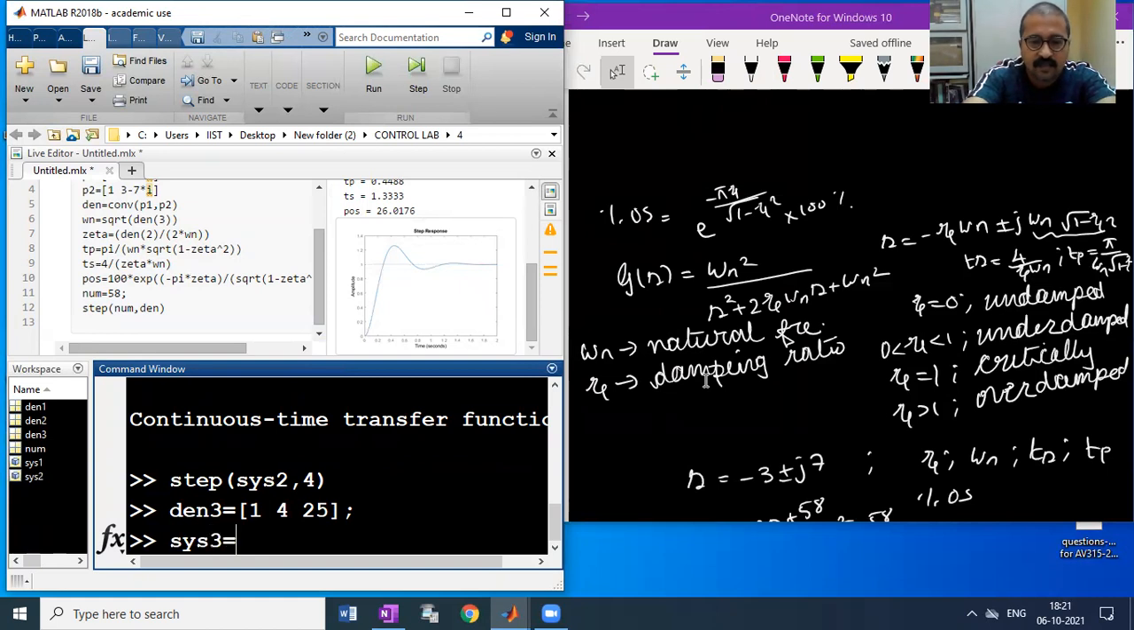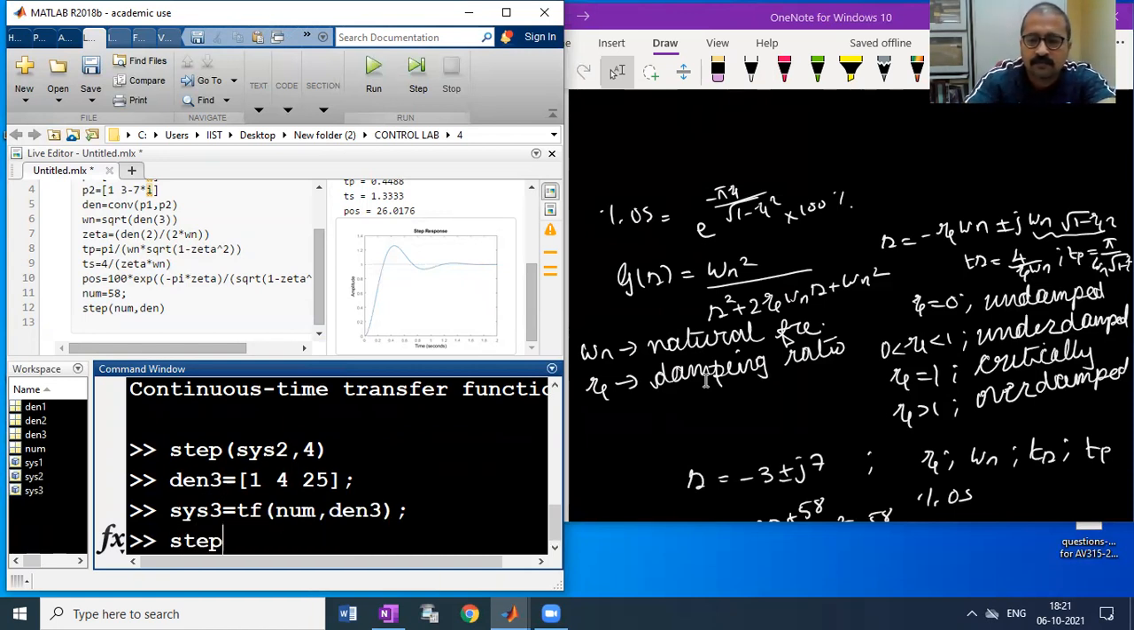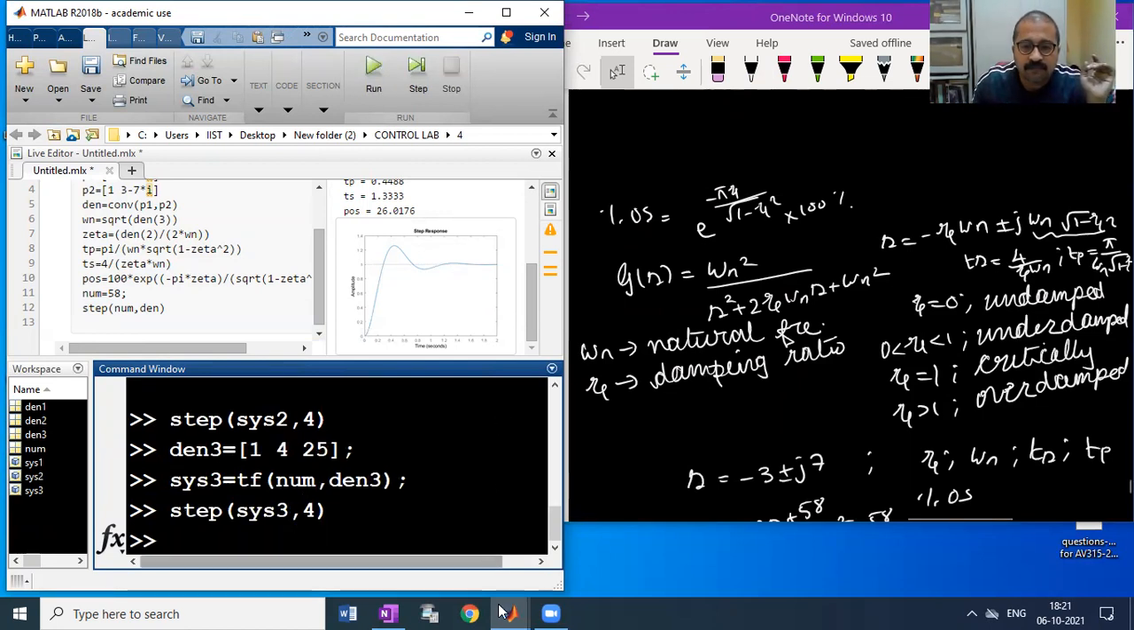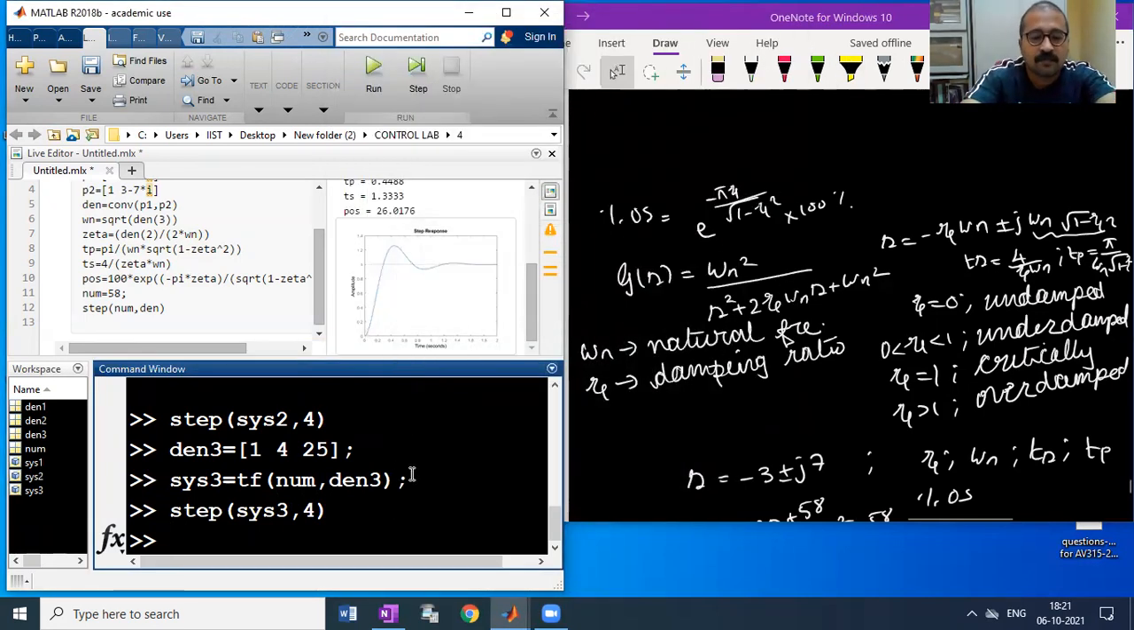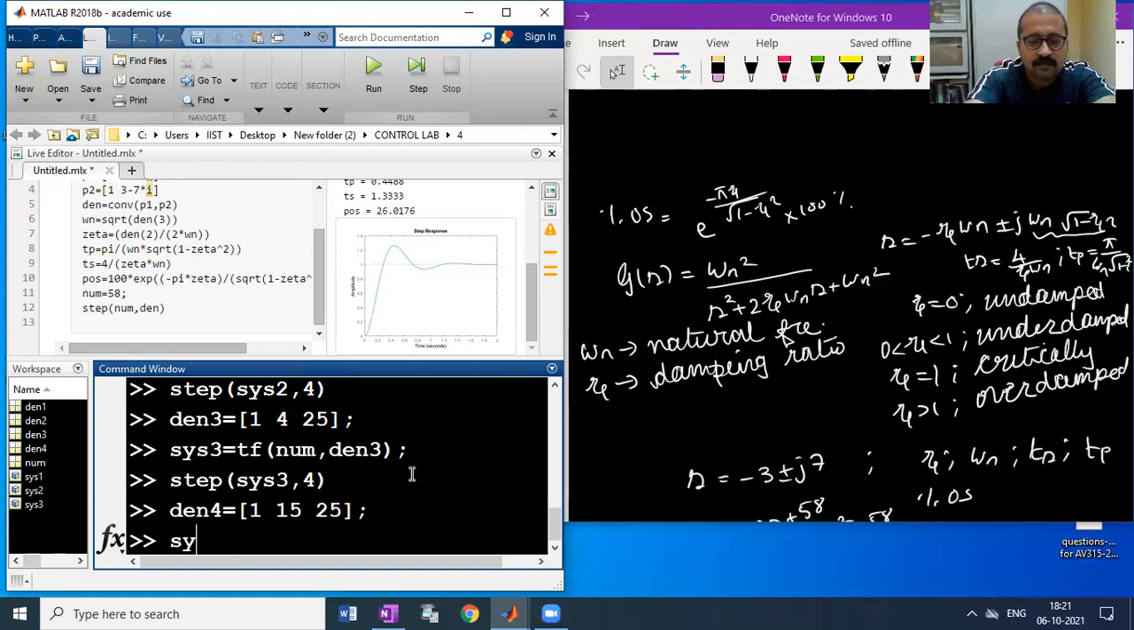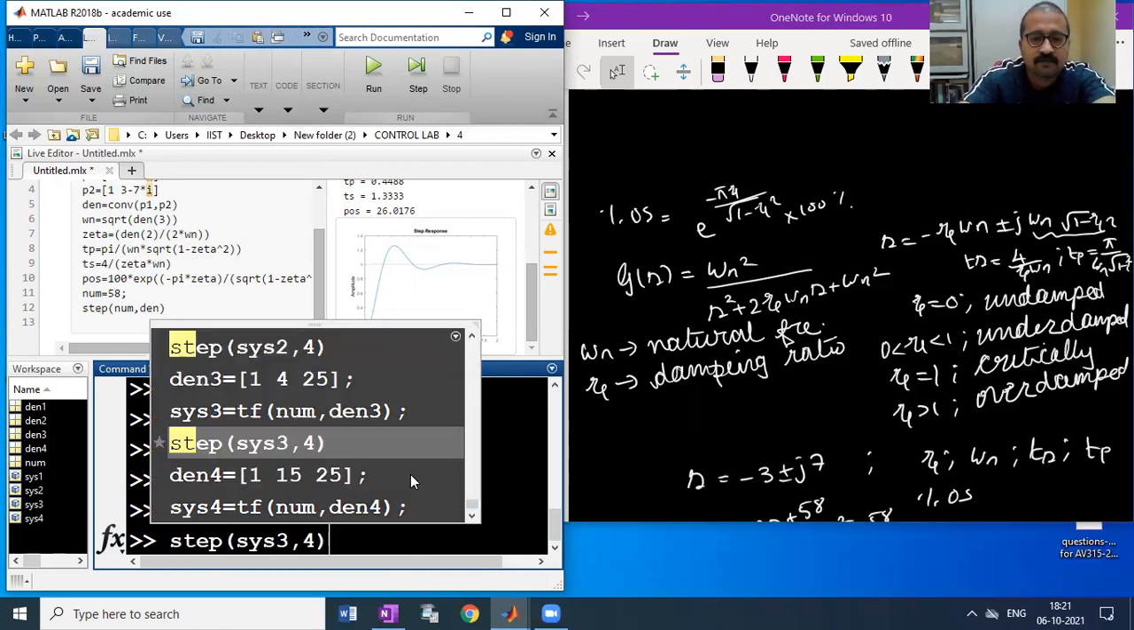So I will call this sys3 as TF of num comma den3, and step of sys3. If you open the figure window, you will see an underdamped response, the yellow one. This is an underdamped system. And finally, the overdamped system. Sys4 equals 1, 15, 25, and then step of sys4.